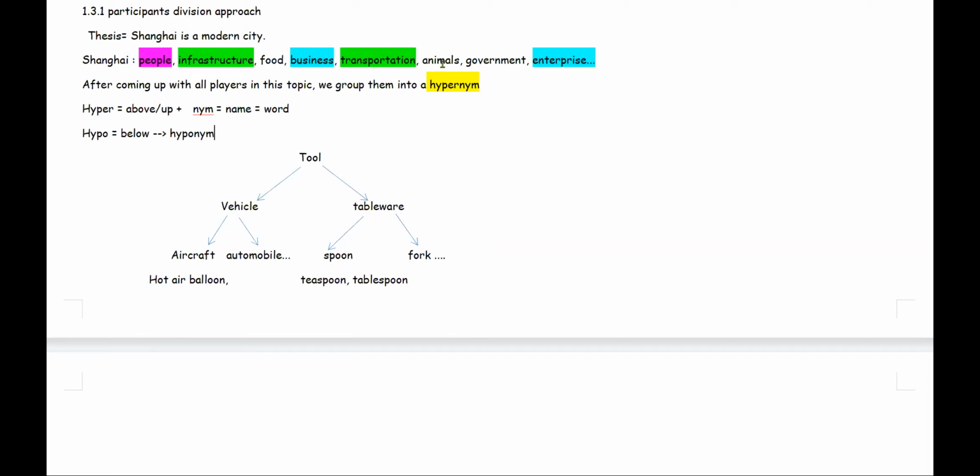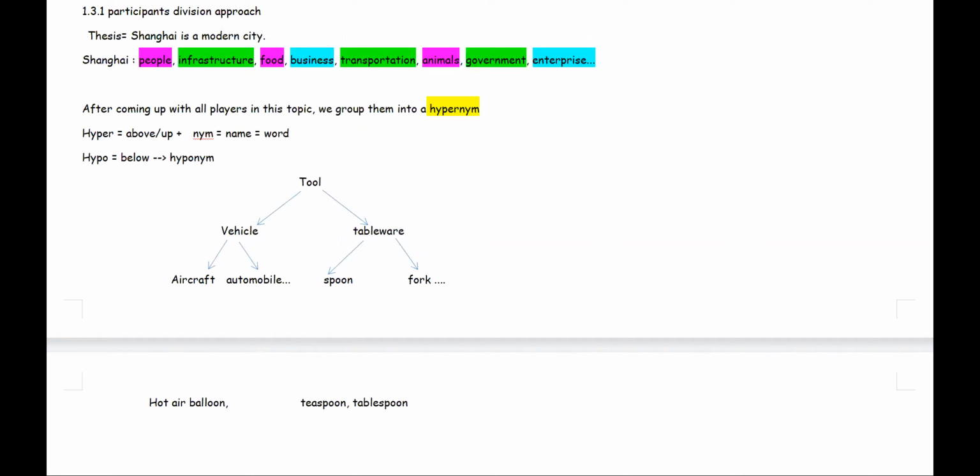Food, animal. How about people, food? Put them together. Animal, I can put them together. I'll explain later why. Government, well, government, I will put them together with infrastructure. Right? So now I have 3 groups.